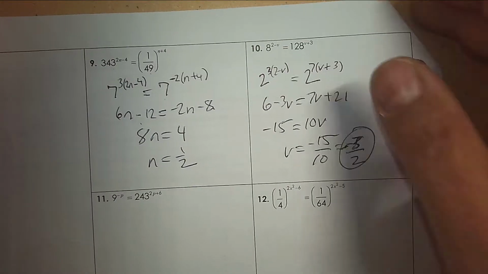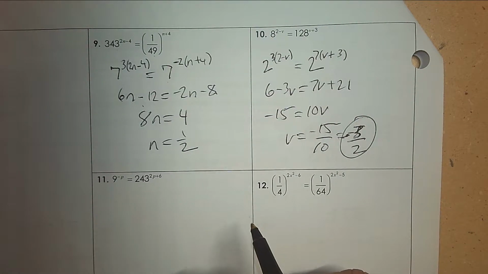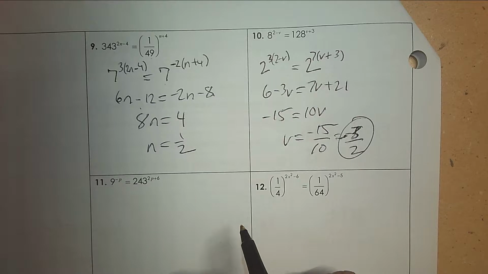Number 11. I need the bases to be the same. And the first thing you look at is you take the smallest base and ask, does it work with the number that's there? Like 243. Can that be written as 9 to an exponent? No. 9 squared is 81. 9 cubed is way bigger. So I got to go back.